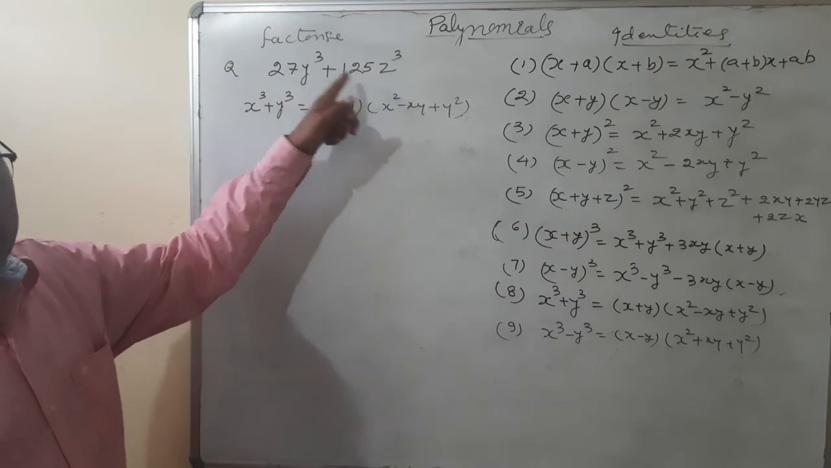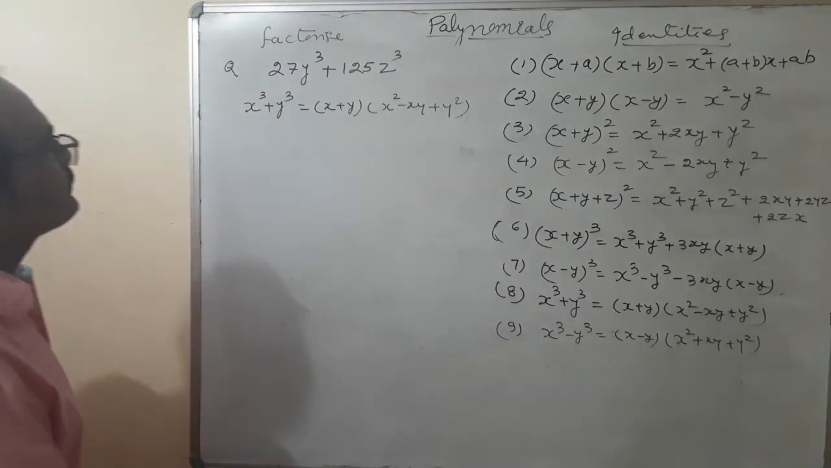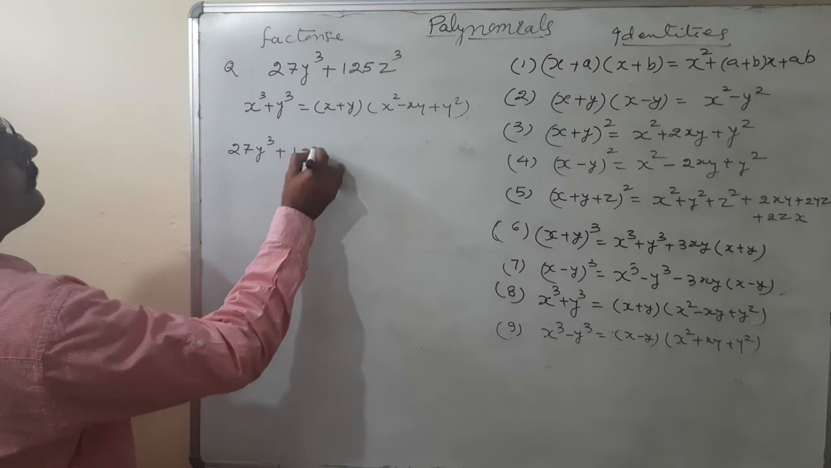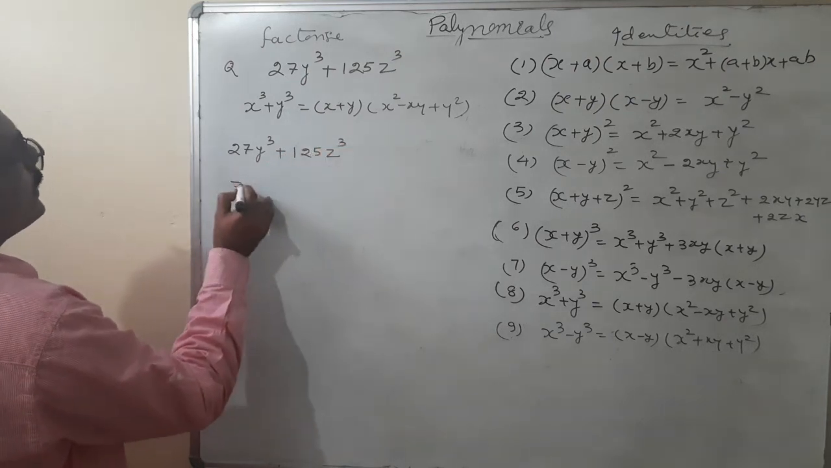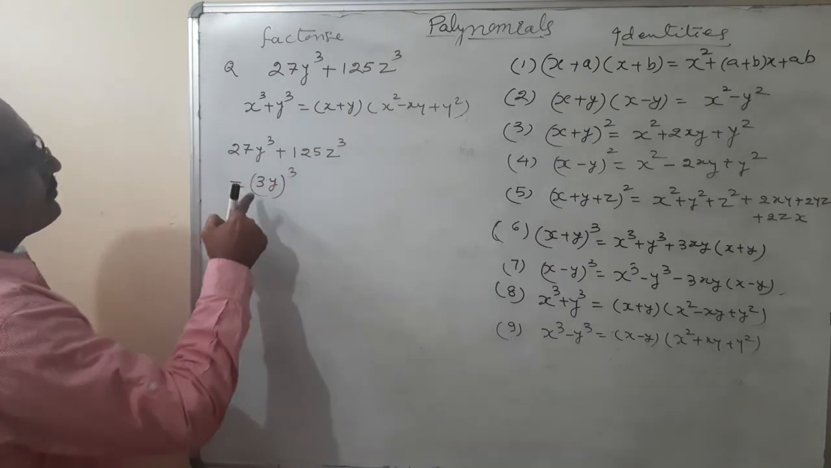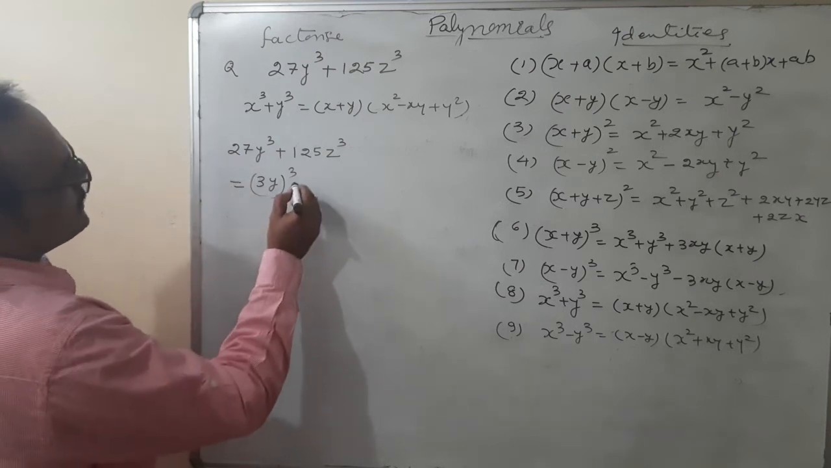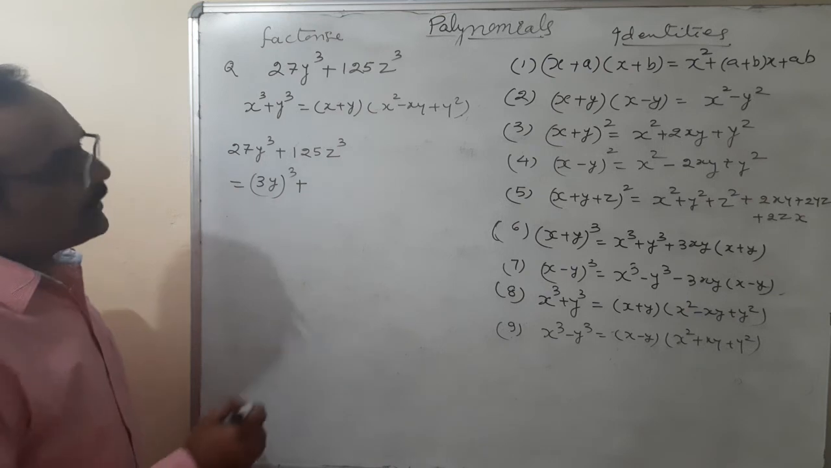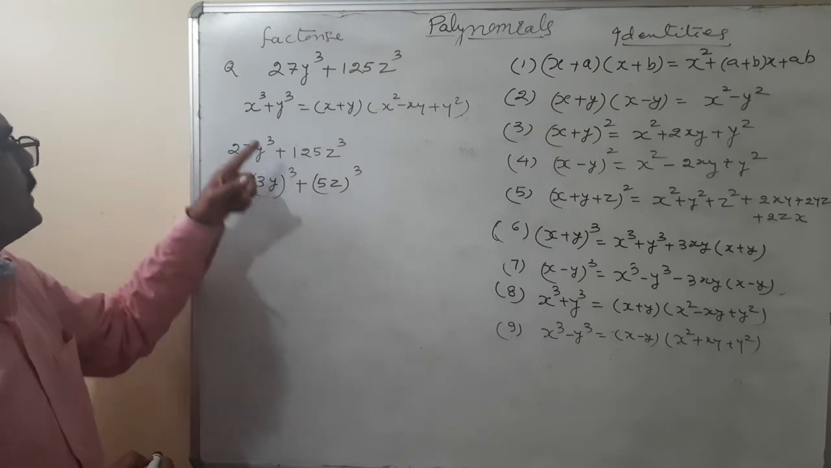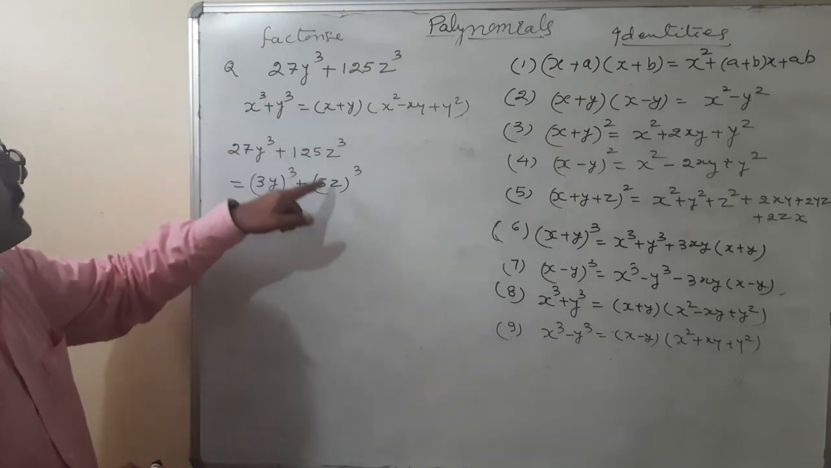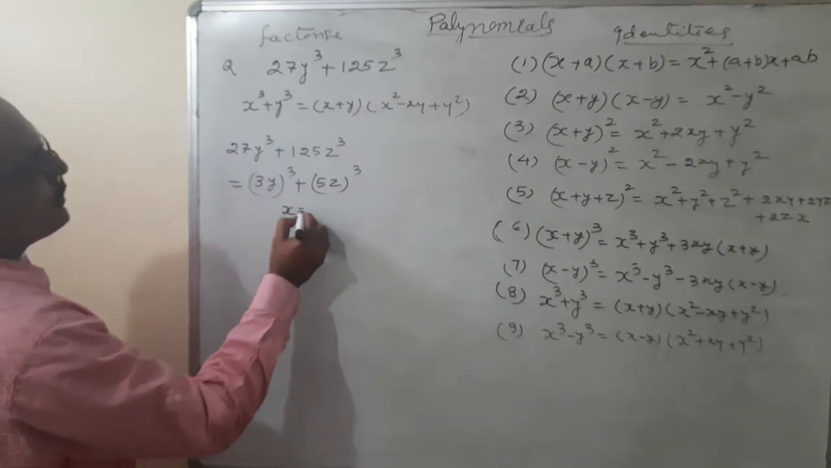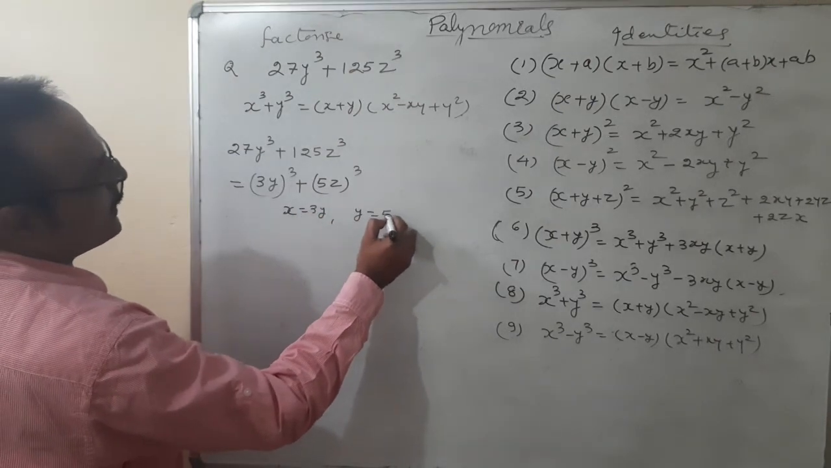This is an identity, and the question is factorized. First of all, we convert it into the proper standard form. 27y cube plus 125z cube. 27 can be written as 3y whole cube, since 3 times 3 is 9, 9 times 3 is 27. And 125 can be written as 5z whole cube. Now you can see clearly they are matching: first term a cube plus second term b cube. On the right hand side, substituting x is equal to 3y and y is equal to 5z.